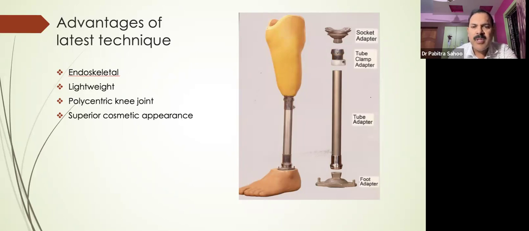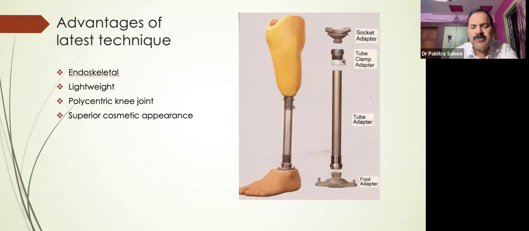They are very lightweight, and the addition of a polycentric knee joint improves knee function and stability, and the superior cosmetic appearance increases the acceptance of the amputee. So all these things matter. As far as gait deviation is concerned, two parts carry importance in the case of an AK prosthesis. The most important part is the socket, which receives the residual stump of the amputee, and the knee joint. These two things have a direct relation with the gait deviations.